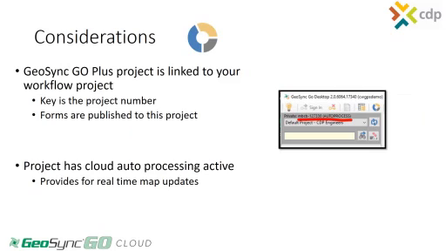And then also we'd like to see the project that has cloud auto processing active. You can do that from the desktop software and configure that. That way we can see real-time updates in our map.